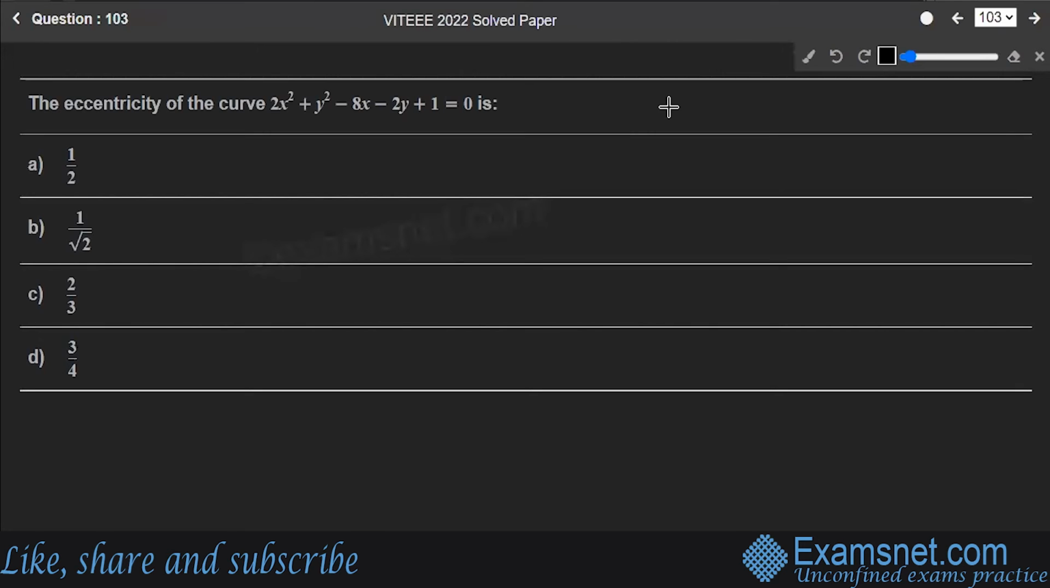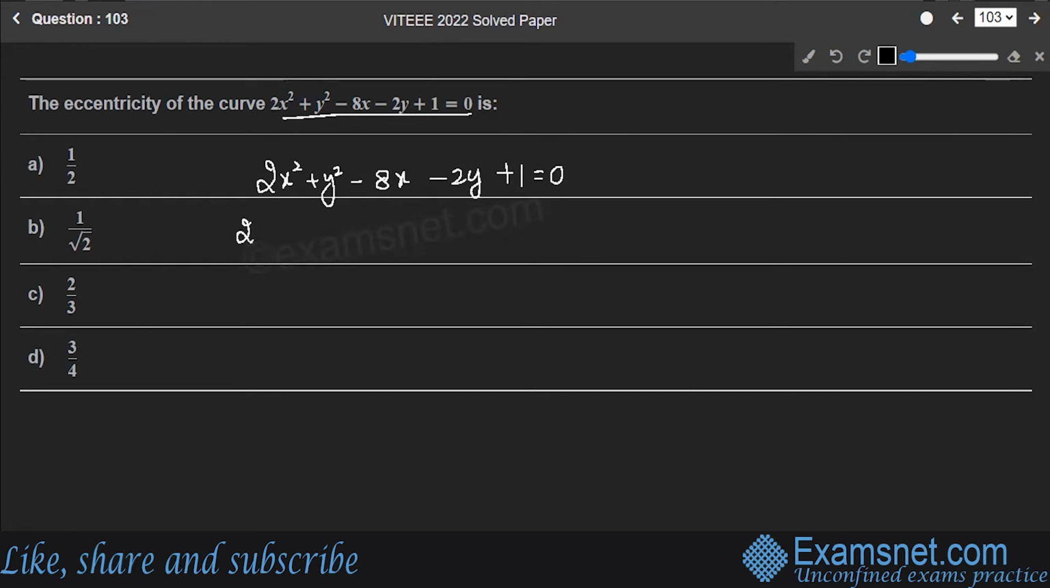Question number 103. The eccentricity of this curve is given by what? The given curve is 2x square plus y square minus 8x minus 2y plus 1 is equal to 0. This can be written like, I'll take 2 common from here. This will be x square minus 4x plus y square minus 2y plus 1 is equal to 0.